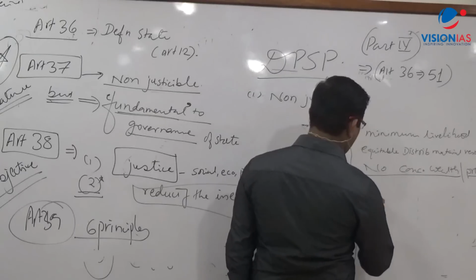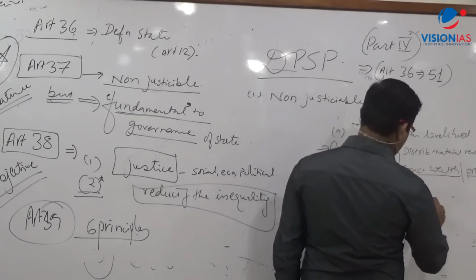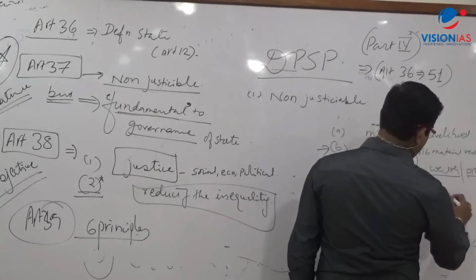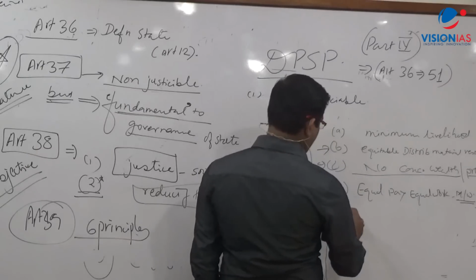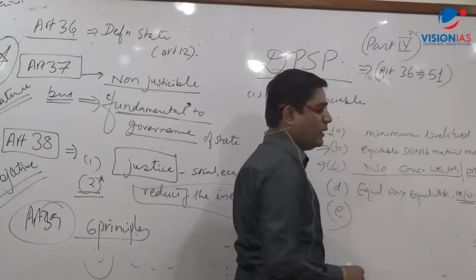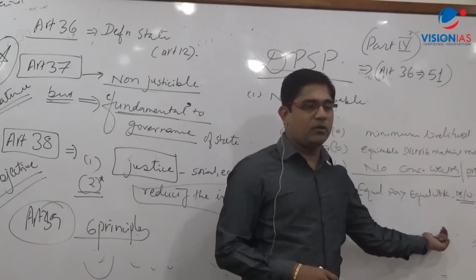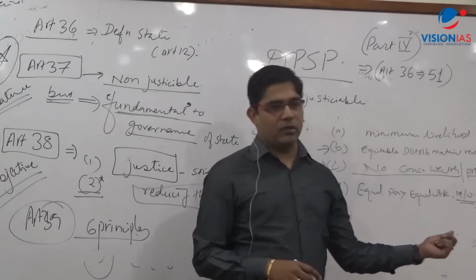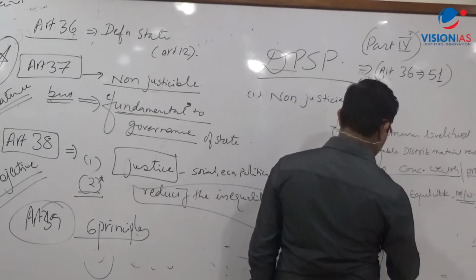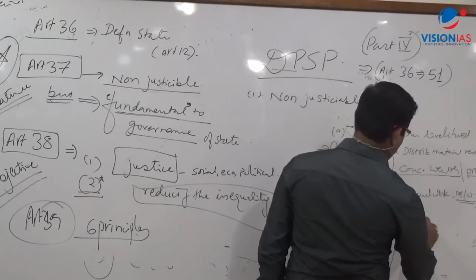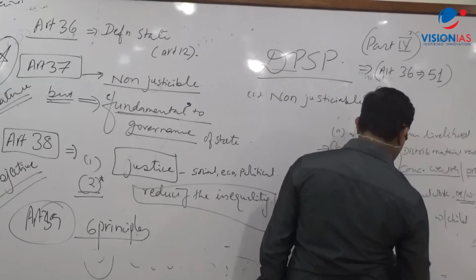D is equal pay for equal work for men and women. ठीक है. E is related with the health and the strength of worker and children. Okay, will not be hampered in case of work. मतलब protection of health and strength of worker and children. This is basically against the exploitation.